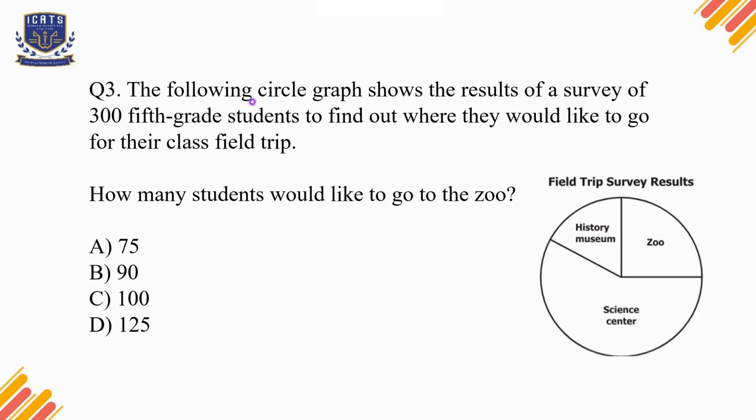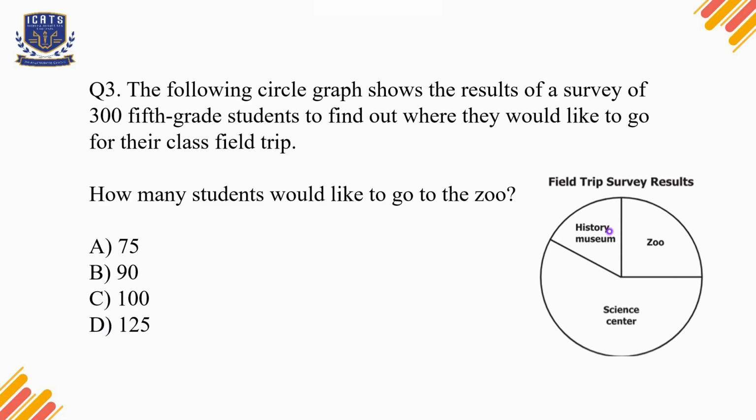Question number 3. The following circle graph shows the results of a survey of 300 5th grade students to find out where they would like to go for their class field trip. How many students would like to go to the zoo? Option A is 75, option B is 90, option C is 100, and option D is 125.